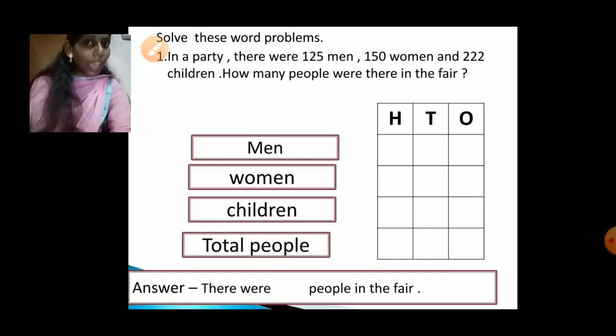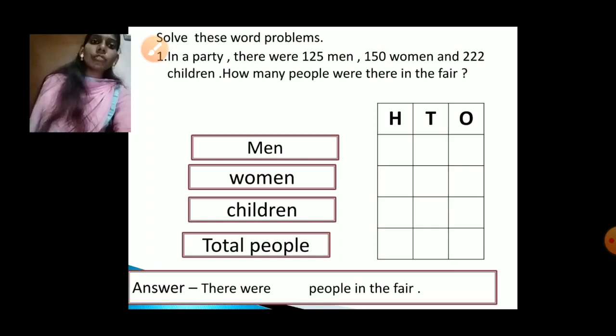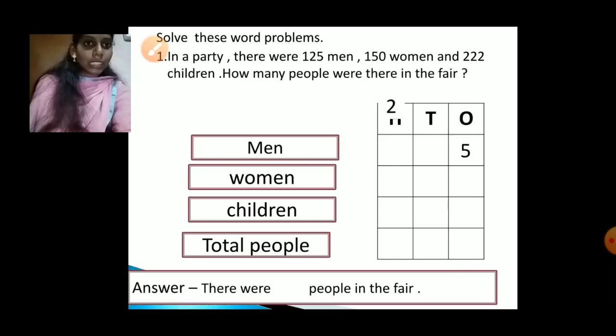We will add. So here you have to add the numbers. Okay. So first tell me the main. How many main? Number of main is 125. So 5 we will write under the ones place, 2 we will write under the tens place and 1 we will write under the 100 place.